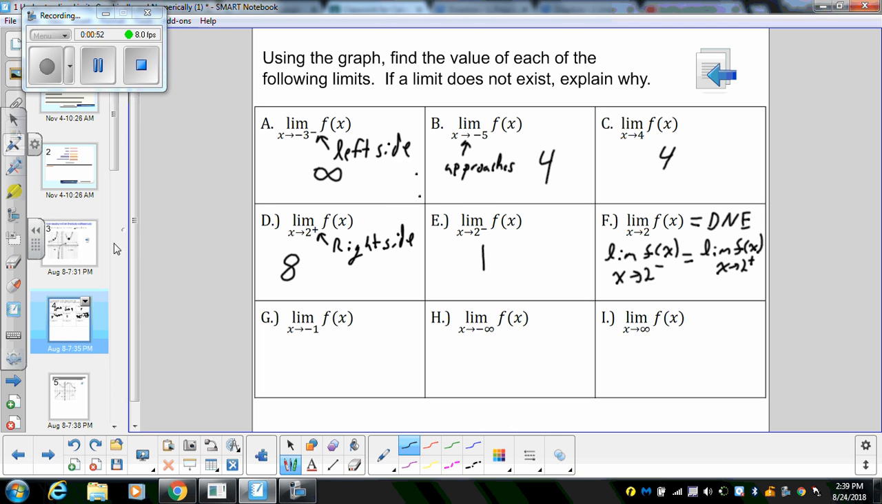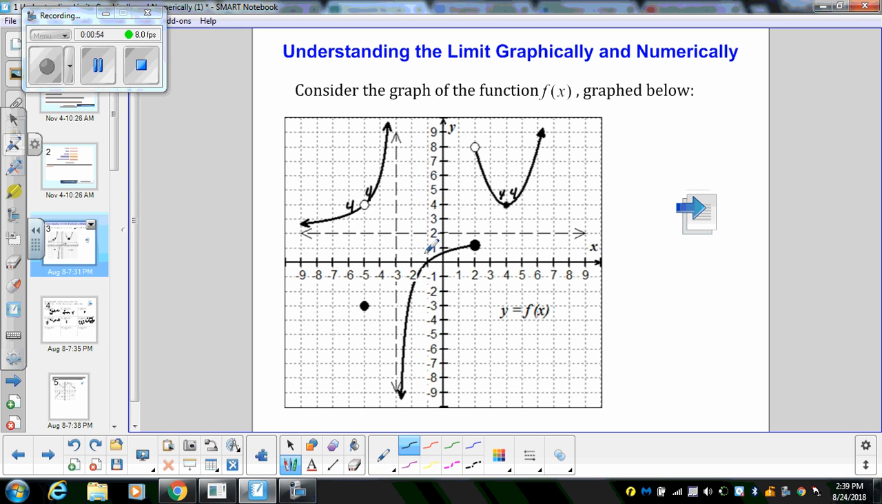And you can look at this graphically as well. So if we look at 2 here, you can see that both from the left side and the right side, they're both approaching 2 different directions. So therefore, there is no limit as x approaches 2.